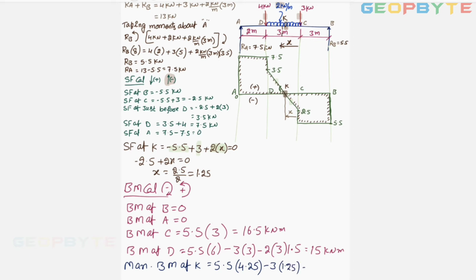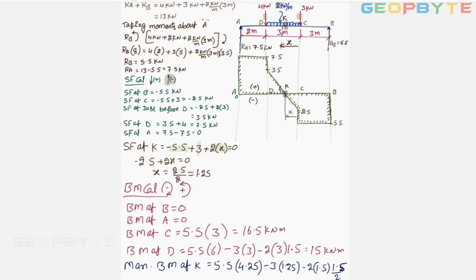Minus 2 into 1.5. UDL into UDL distance gives the point load. Assume that point load is acting at the middle of the CK, and from that middle point the distance up to K is 1.5 by 2. I hope you understood.